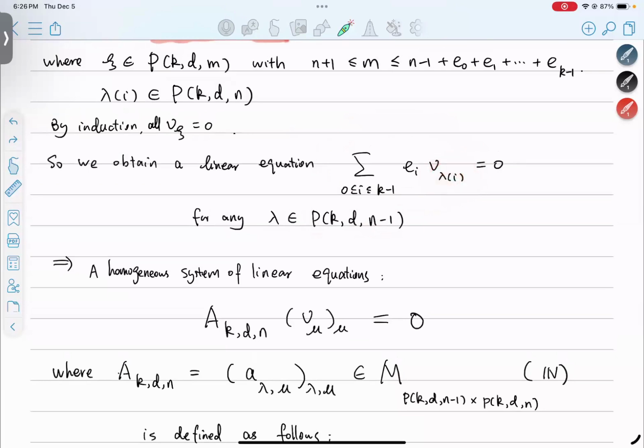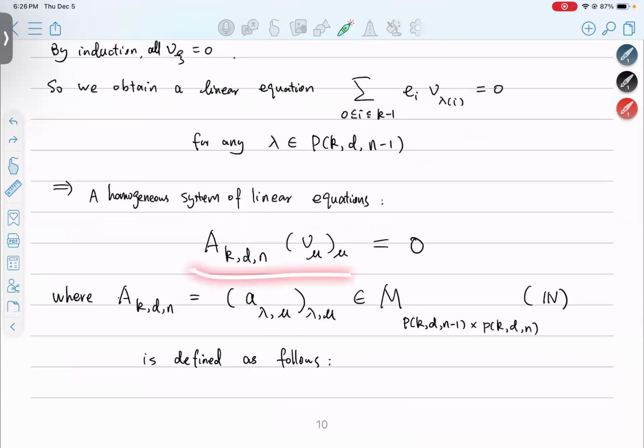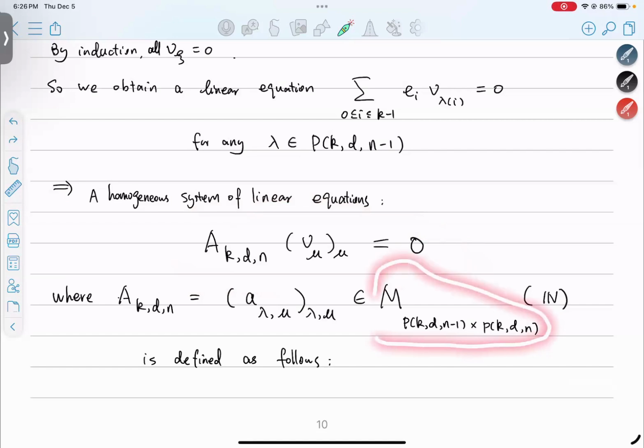Okay, so now we will have little p_k,d(n minus 1) equations for little p_k,d(n) variables. So this is a larger homogeneous system. So now we have this system. This time the coefficient matrix is in this space, so the size is p_k,d(n minus 1) times p_k,d(n). So this is not a symmetrical, not a square matrix.